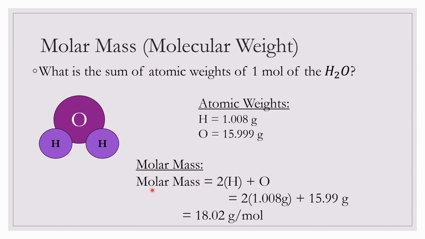In order to calculate molar mass, we add the individual atomic weights of the elements. So H2O is 2 hydrogens and 1 oxygen. So we do 2 times the atomic weight of hydrogen plus 15.999 grams for oxygen. If we add this together, we get 18.08 grams per mole.